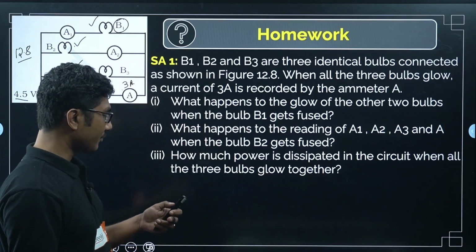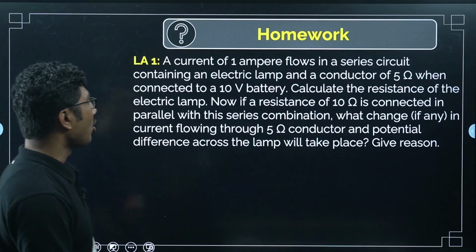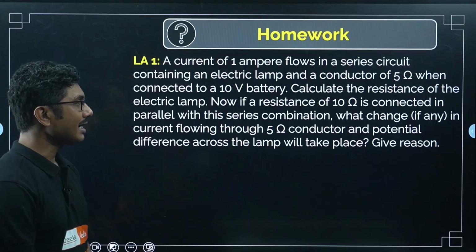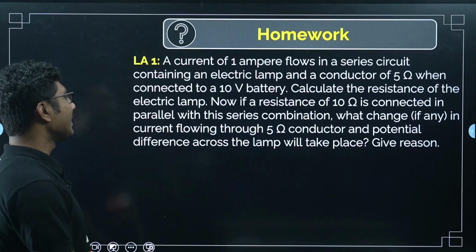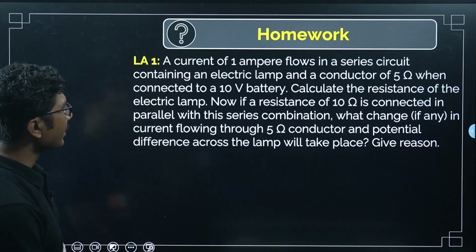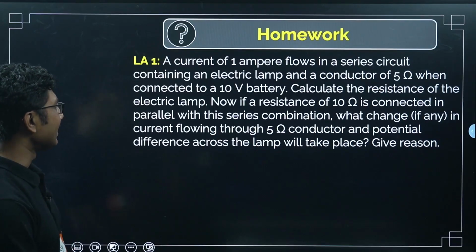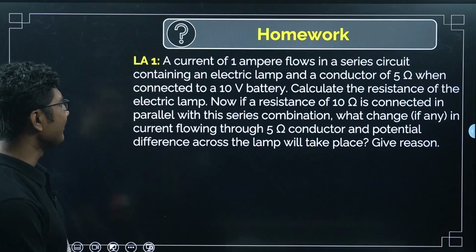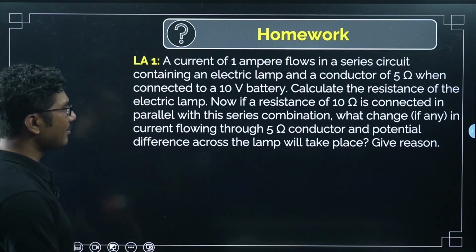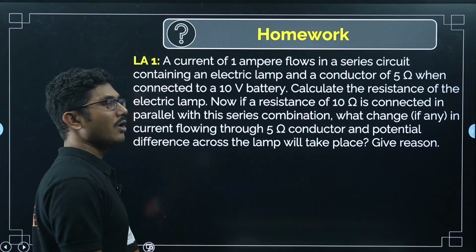Another important question. This is a very typical question. Now another long answer type question. A current of 1 ampere flows in a series circuit containing an electric lamp and a conductor of 5 ohm when connected to a 10 volt battery. Calculate the resistance of the electric lamp. Now if a resistance of 10 ohm is connected in parallel with this series combination, what change, if any, in the current flowing through the 5 ohm conductor and the potential difference across the lamp will take place? Give reason. So you have to do mathematical analysis and then answer this question.